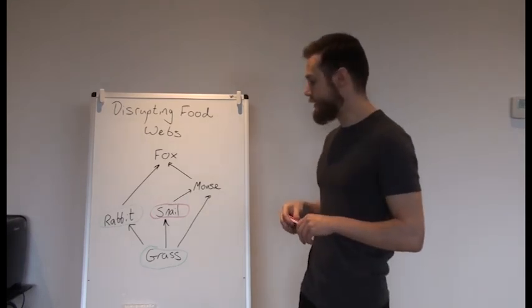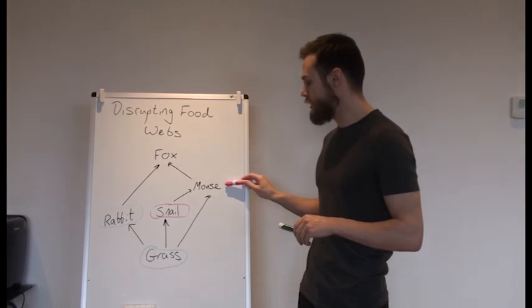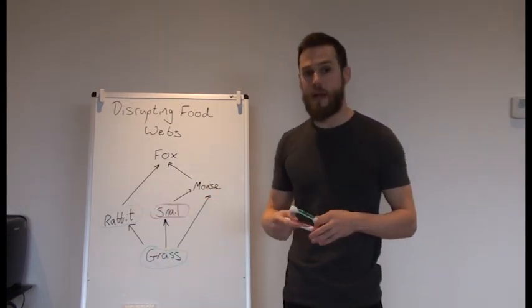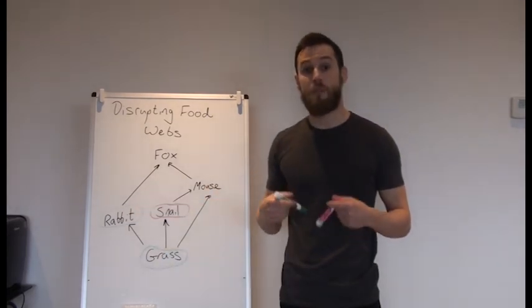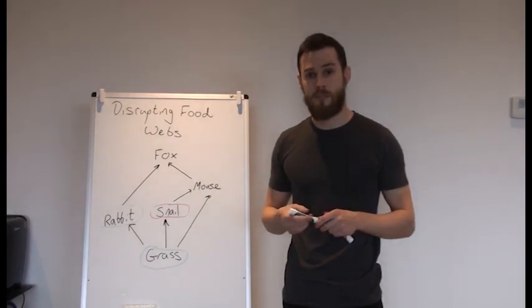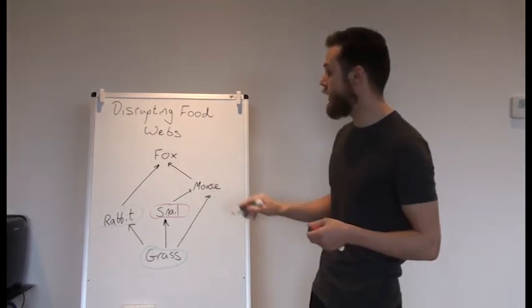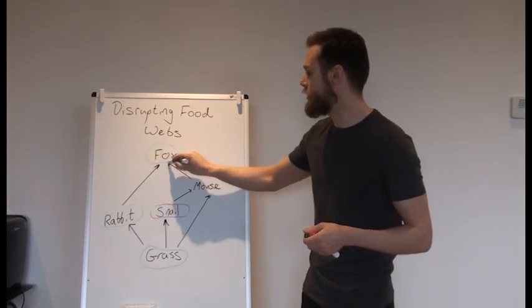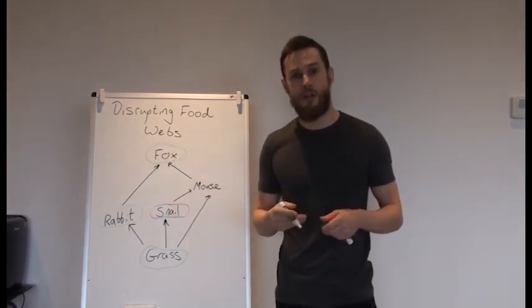Now, if that's the case, we now have the same population of mice, but we now have a greater population of rabbits. Therefore, what would happen to the population of foxes? Well, in this particular case, the population of foxes would increase. They have a larger food supply.